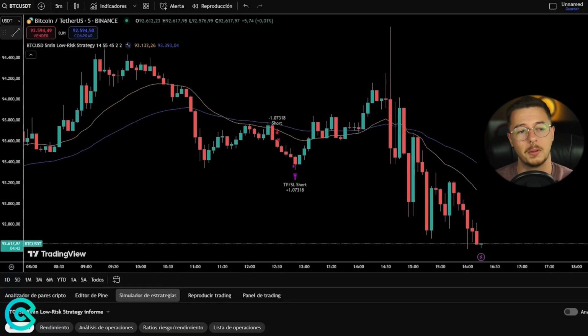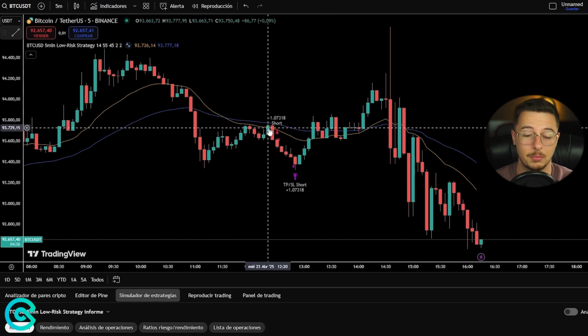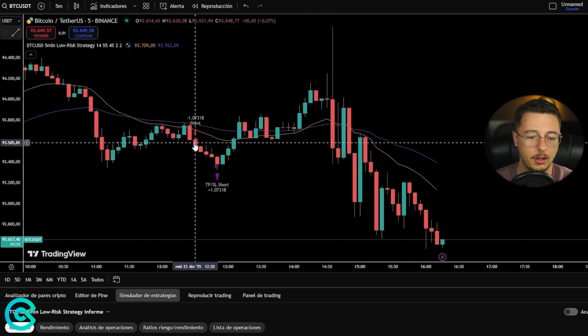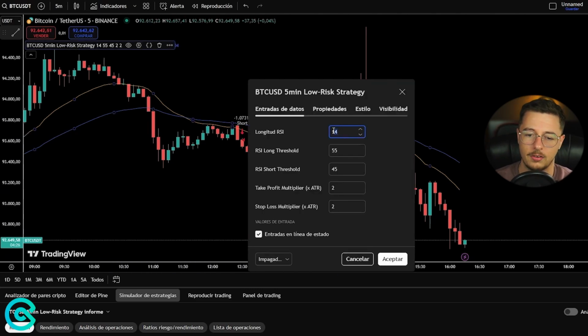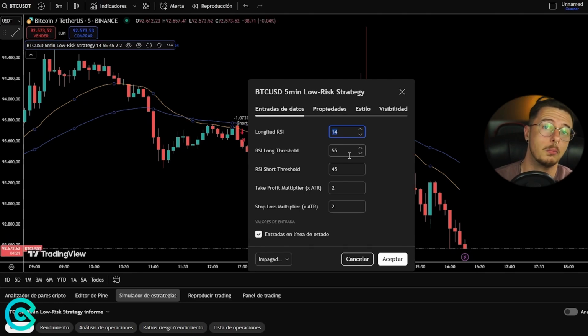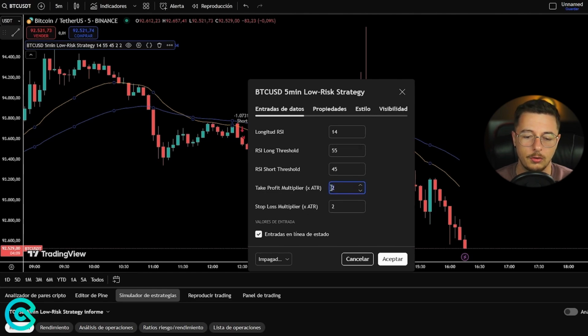Now we need to head back to TradingView, and as you can see here, I've got it here, Bitcoin 5-minute low risk strategy, and this is an absolute monster. As you can see, it's given me already a short position over here, and the results are incredible. But first of all, let me go through the settings. As you can see, the RSI is 14. We can change all this, even if we want to change the strategy completely, we can do it, just swapping one thing for another. And like I say, 55 level for the RSI long, 45 for the RSI shorts. And we are using a take profit and a stop loss times the ATR.